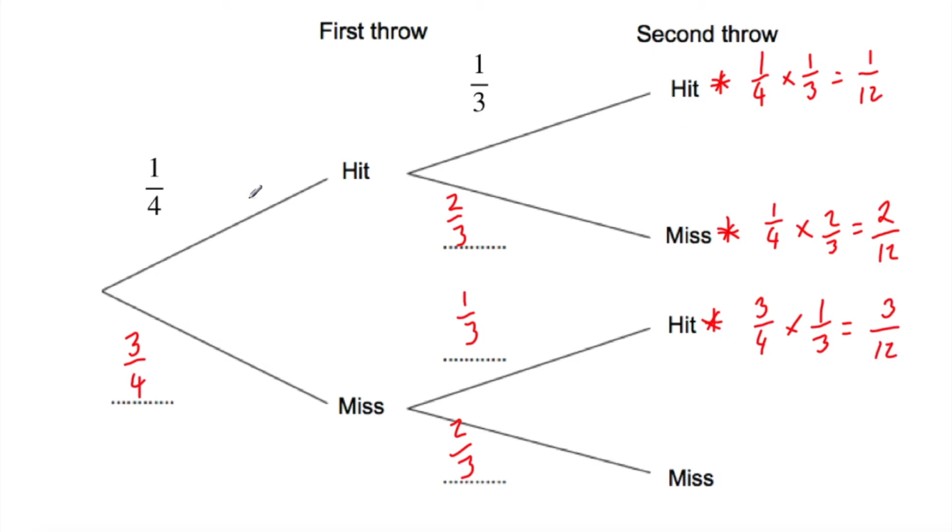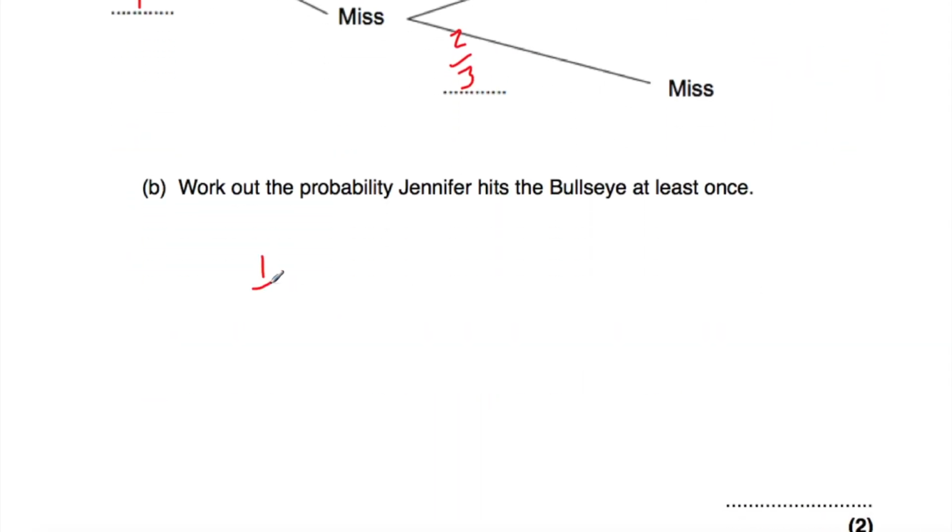So we've got the probability of a hit and a hit is 1/12. The probability of a hit and a miss is 2/12, and the probability of a miss and a hit is equal to 3/12. And either this option or this option or this option would work, so we just need to add together these probabilities. So 1/12 plus 2/12 plus 3/12 altogether, that'd be 6/12. And now at this point, now we've got the answer, I'd probably cancel it down. 6/12 is 1/2. So the probability that Jennifer hits the bullseye at least once would be 1/2.